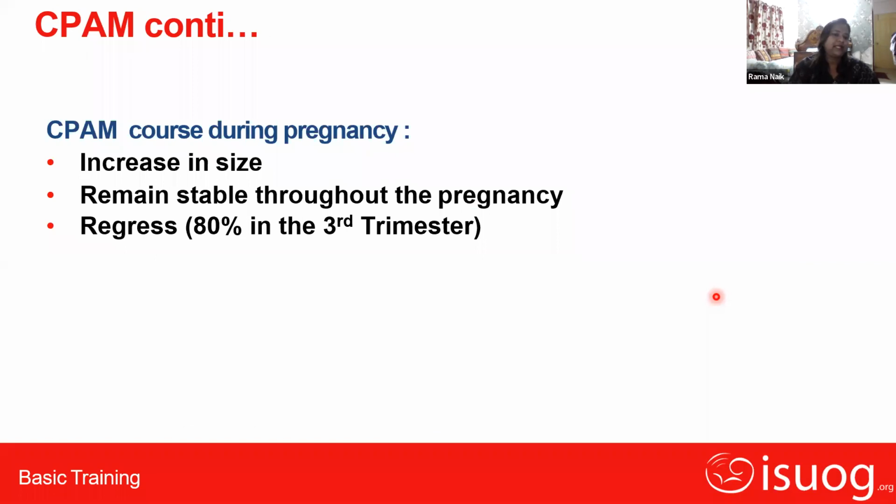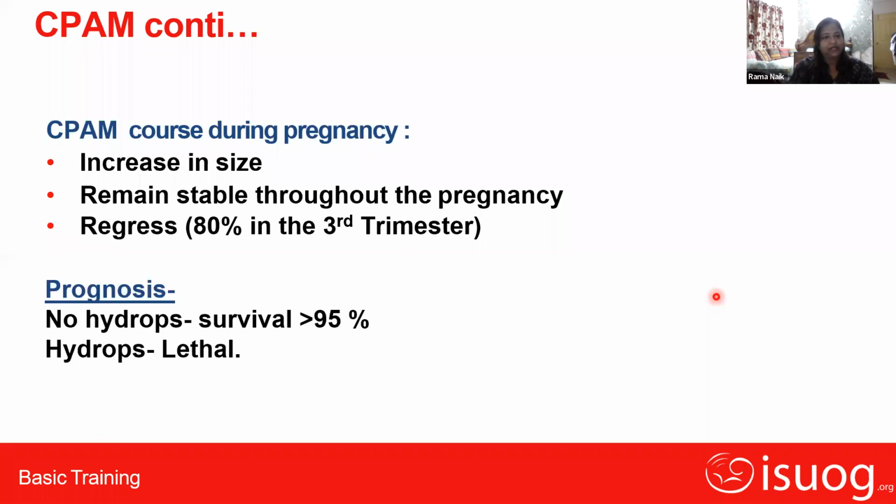So during pregnancy, CPAM size may increase or remain stable. And in 80% of cases in the third trimester, it regresses. The prognosis is usually good. Only when hydrops develops, there may be lethality.